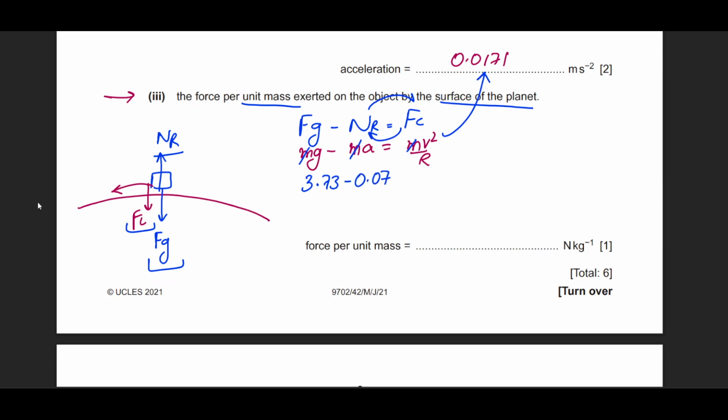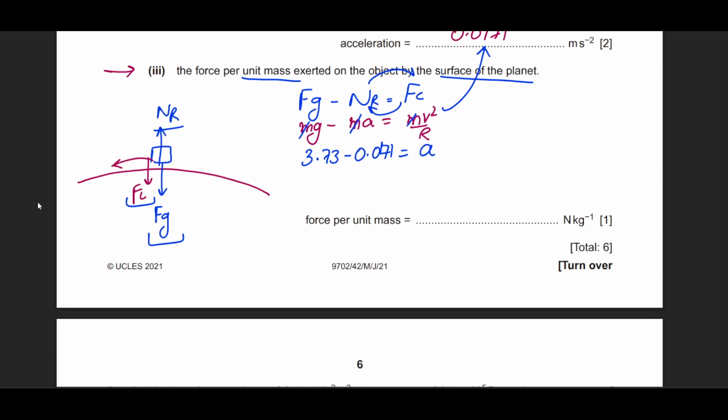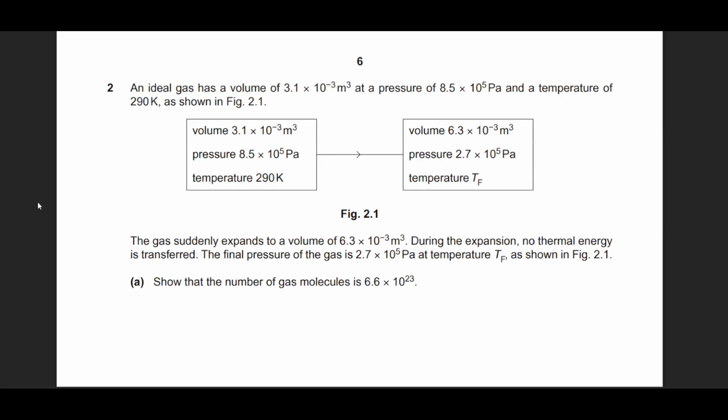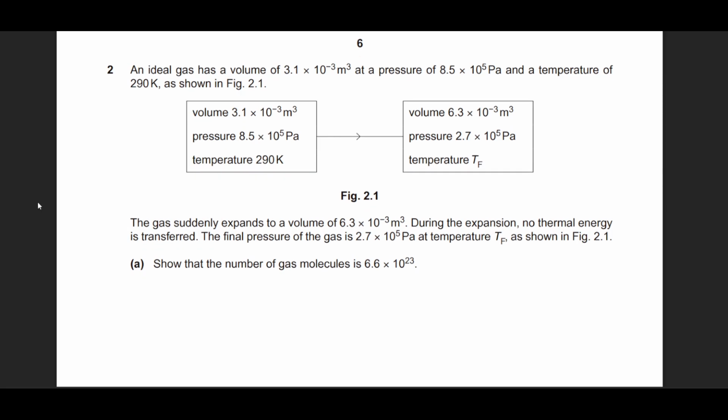So 0.0171 equals the centripetal acceleration, or force per unit mass, due to the normal reaction. When you subtract this, it comes out as 3.71. So this is what's actually happening. The resultant of the gravity and normal reaction produce the centripetal force. Because the planet is moving, the normal reaction will be slightly less than the weight of the object, because some of it is being provided by the centripetal force.